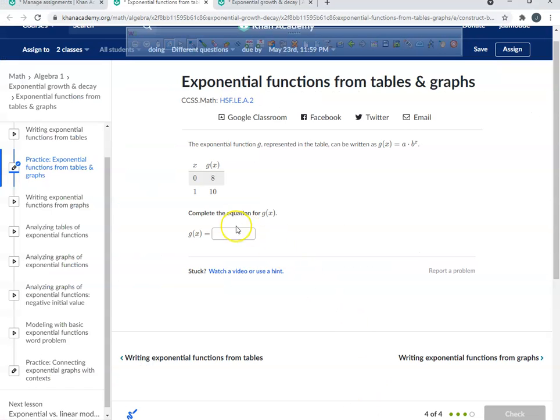All right, let's take a look at this. So right now, what number am I starting out with? I'm starting out with the number 8. That's my a value. And then I said I was going to use a decimal, 1.25, and then raise that to the power of x. There we go. That's how you do it.